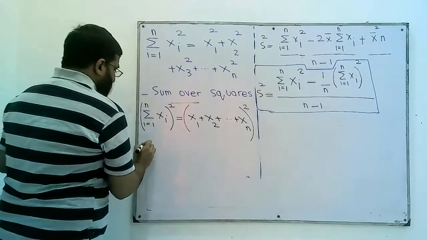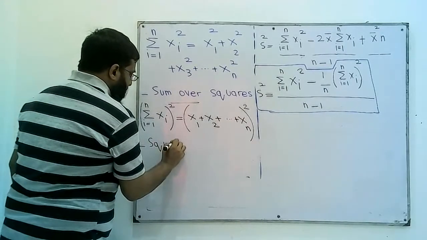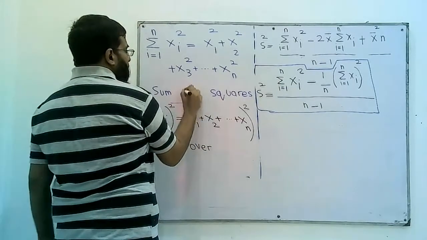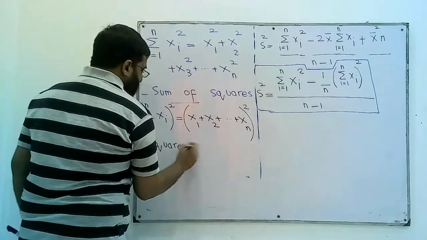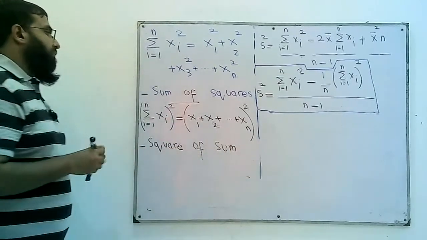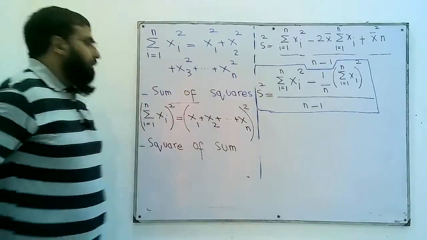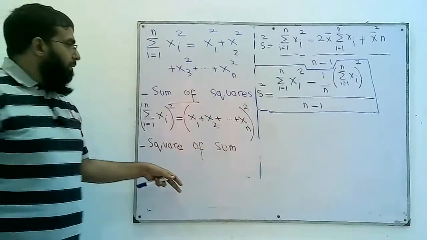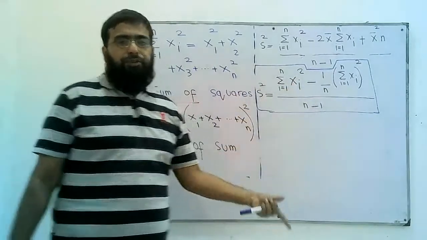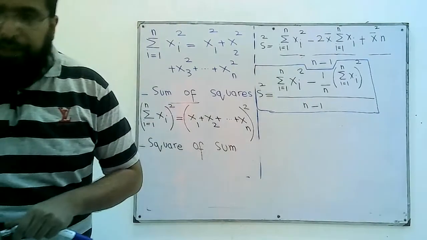So in words, it can be represented as a square over sum. This is the square of sum, and this is the sum of squares. We compute squares first and then sum, and this is square of sum. We compute sum first and then square. So there is a difference of operation, a difference of order in which the two operations are carried out.